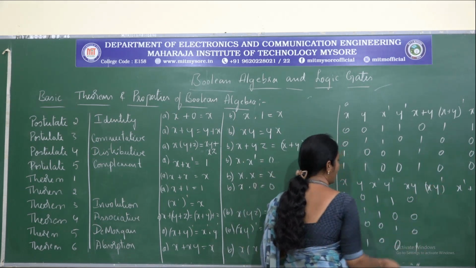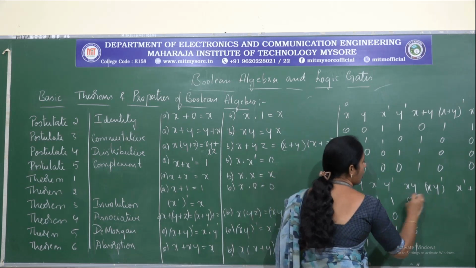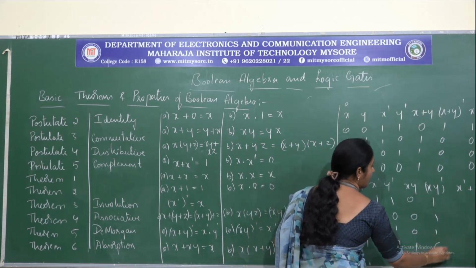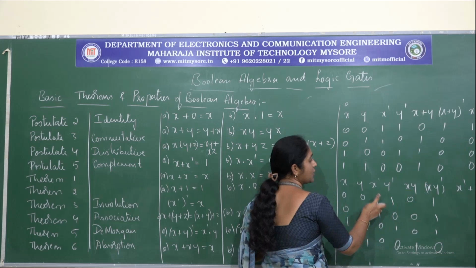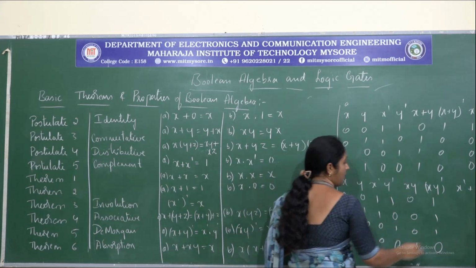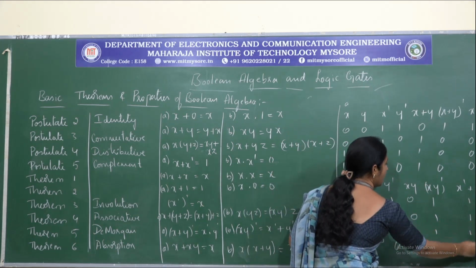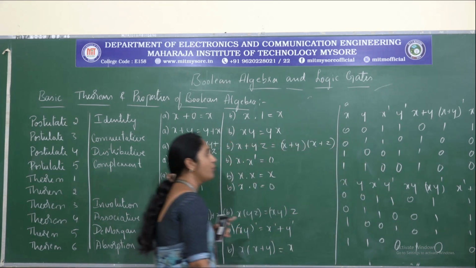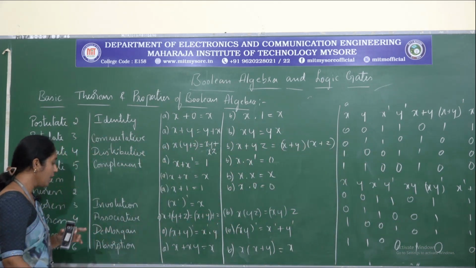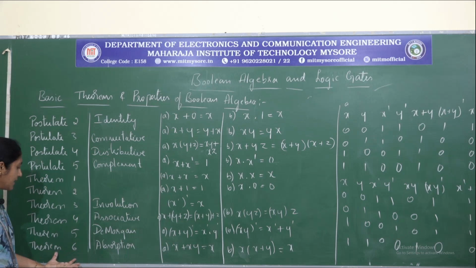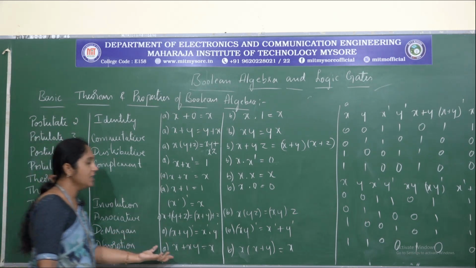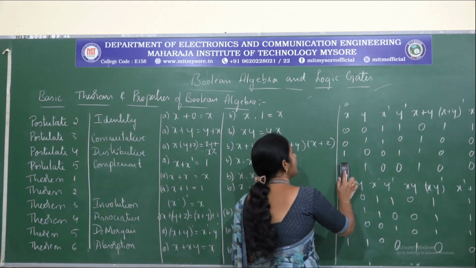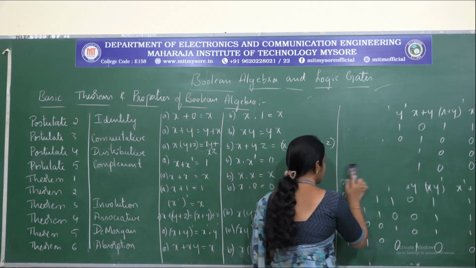Next, we have xy dash, which is the complement of this, so we get 1 1 1 0. The last one is the OR between these two, which is 1 1 1 0. Okay, this is the proof for De Morgan's theorem. Now let us consider the last theorem, theorem 6. In this also we have two parts. The first one is theorem 6a.